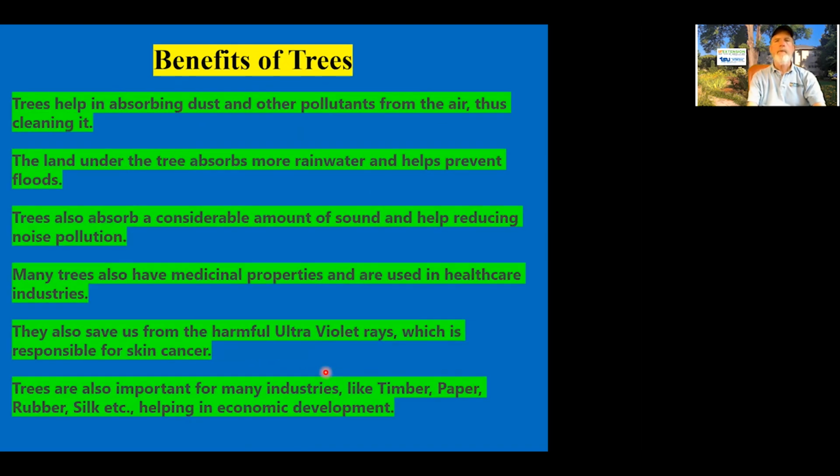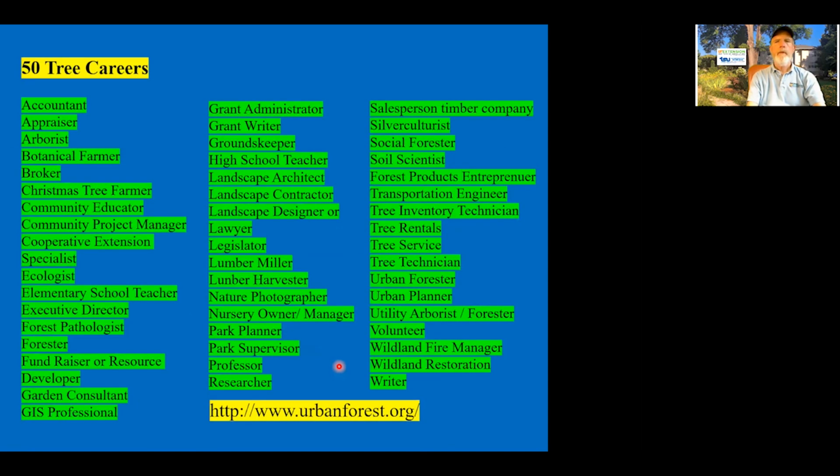Here's some more. They absorb dust and other pollutants. They absorb rainwater and keep the land from flooding. They absorb considerable sound and help reduce noise pollution, especially in neighborhoods. Many trees have medicinal properties and are used in the healthcare industry. They keep a lot of UV rays from reaching us, and that might help us avoid some skin cancer. Trees are important in many industries of timber, paper, rubber, silk, helping the economics of our Tennessee and our country. Here's some of the careers.